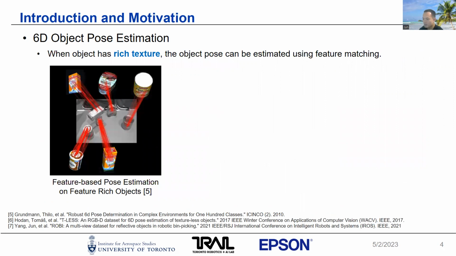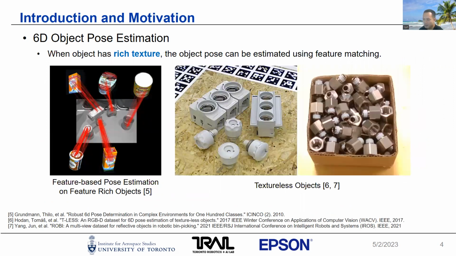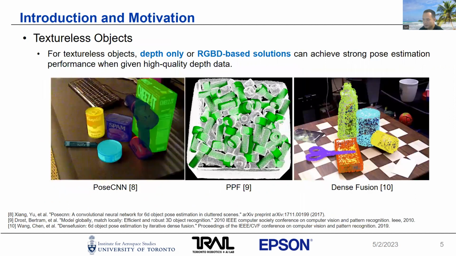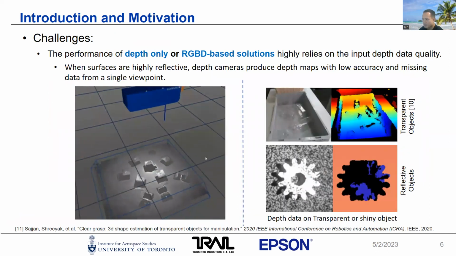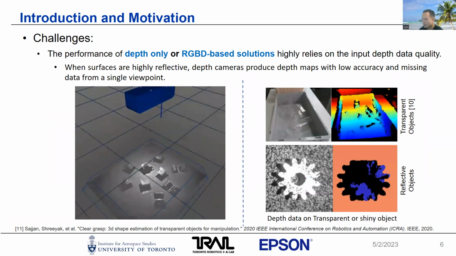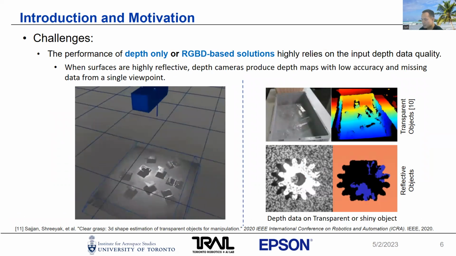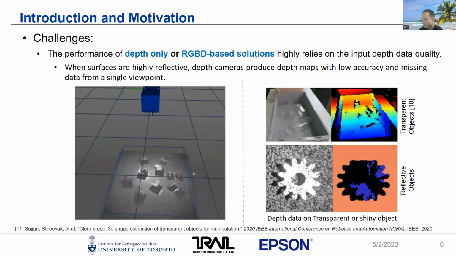Traditionally, when the object has rich textures, the 6D pose can be solved by feature matching. However, when the objects are textureless, this approach will fail. To handle textureless objects, many people leverage depth data or use it together with RGB images to solve the pose estimation problem. However, depth-based methods heavily rely on the depth data quality, so the pose estimation performance can significantly drop when given poor depth data.